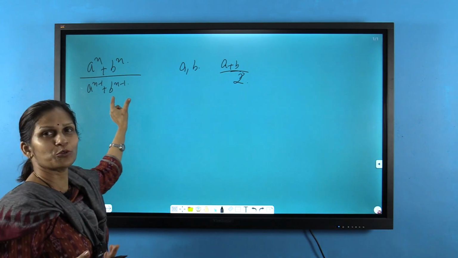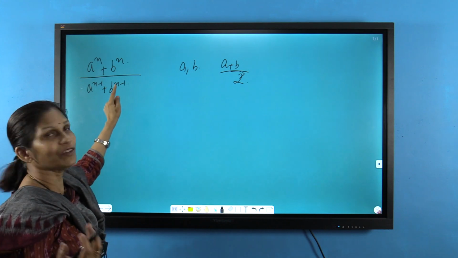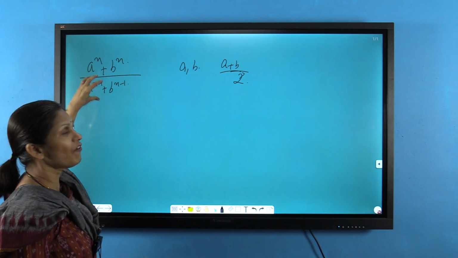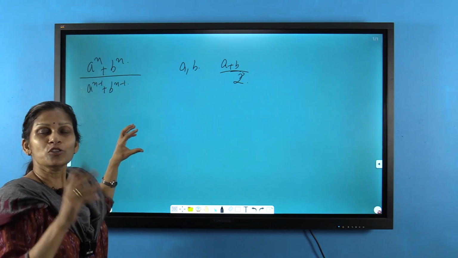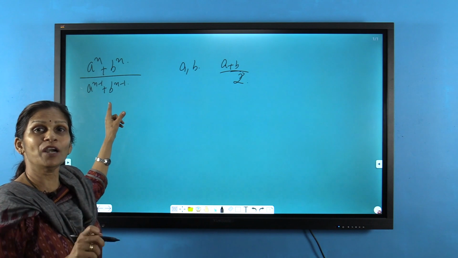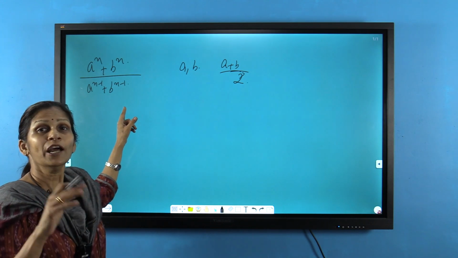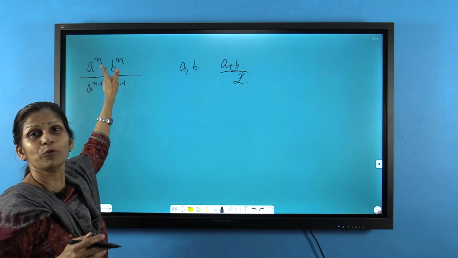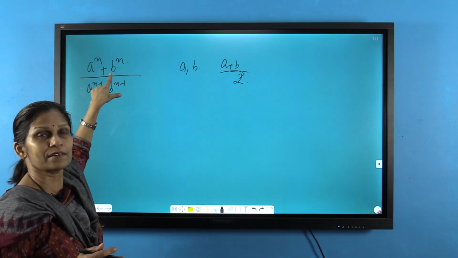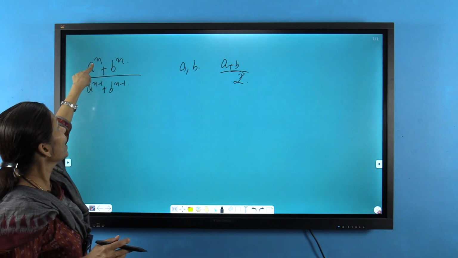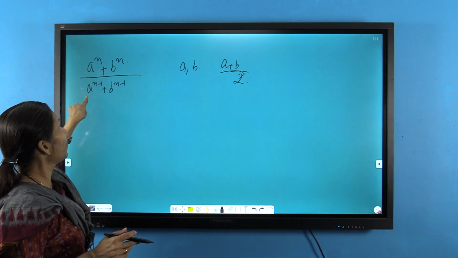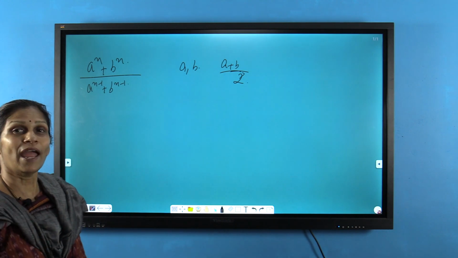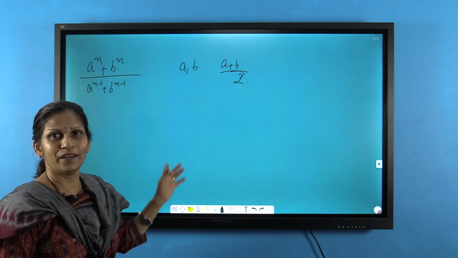If there needs to be a 2 here, logic says that if each of these is 1, then you would get this answer. When would this be 1? A raised to 0. So, that means n minus 1 should be 0, n equal to 1. Do not jump and write the answer, but check whether n equal to 1 satisfies the entire term. N equal to 1 you will have a raised to 1 plus b raised to 1 by a raised to 0 plus b raised to 0, which is a plus b by 2. So, n equal to 1 is your required answer.